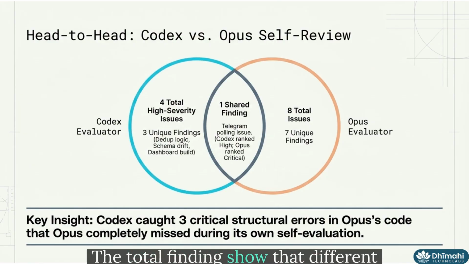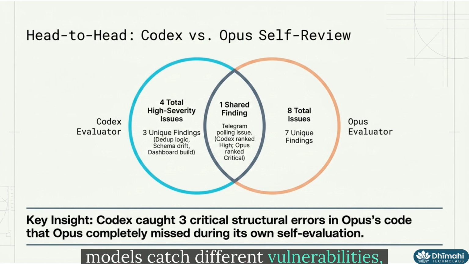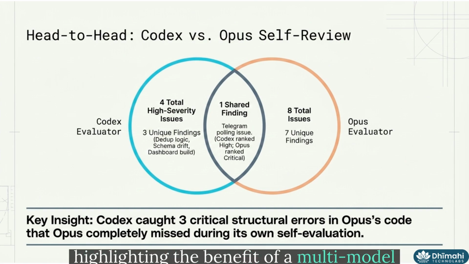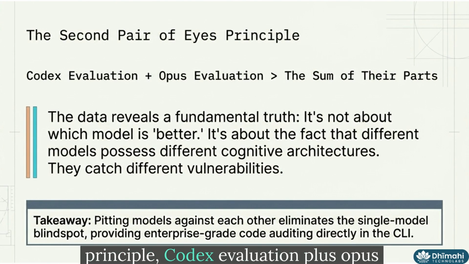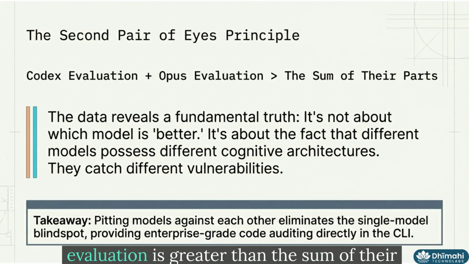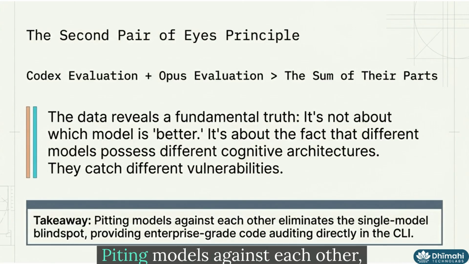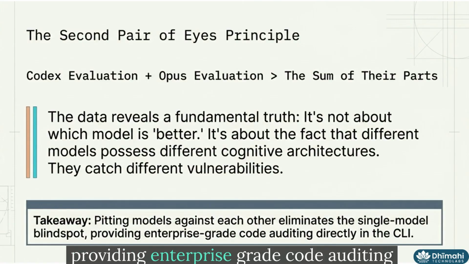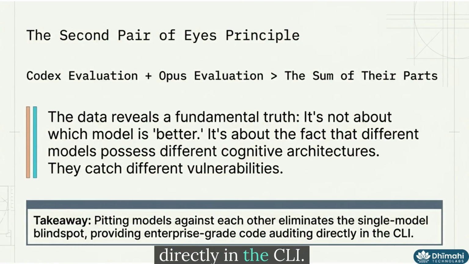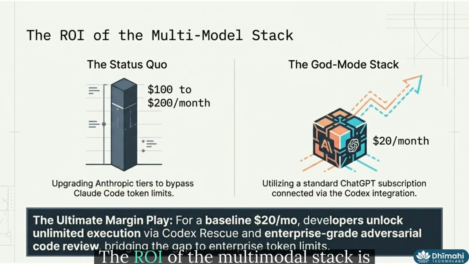The total findings show that different models catch different vulnerabilities, highlighting the benefit of a multi-model approach. This data confirms the second pair of eyes principle: Codex evaluation plus Opus evaluation is greater than the sum of their parts. Pitting models against each other eliminates the single model blind spot, providing enterprise-grade code auditing directly in the CLI. The ROI of the multi-model stack is significant.